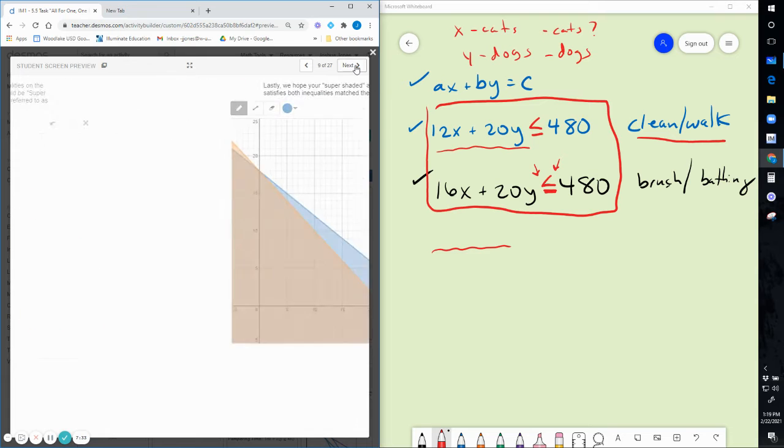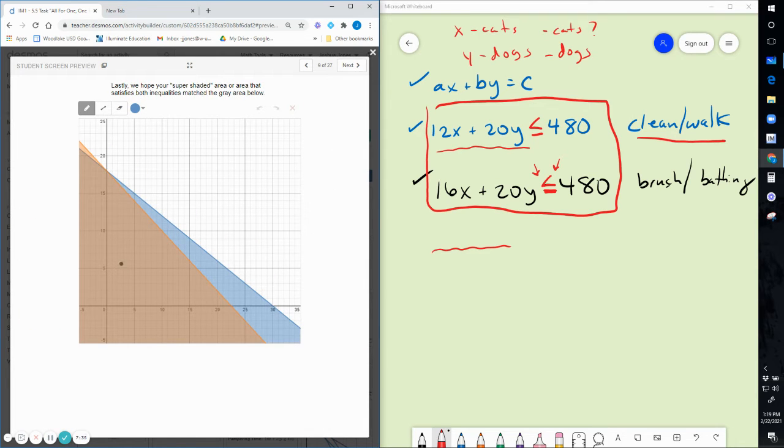But let's go to the next slide because look at this. So this dark orange area is the actual answer that fits both equations at the same time. That means any point in here, any combination of cats and dogs that falls within this dark orange area would work. You'd have enough time to do it. This light orange way up here, besides the fact that it's on the left of the y-axis, it wouldn't work because it doesn't fall below the blue line. And then this one right here, all this blue area means that it works for that blue graph, but it won't work for the orange one.